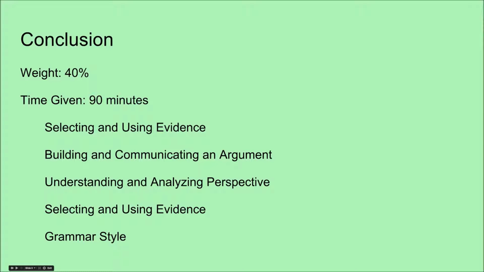In conclusion, Section 2 is a 90-minute written exam that is worth 40% of the total score. Students will write an argument based on 2 of the 4 given sources. Students are given points based on how well they complete the 5 content areas, which are selecting and using evidence, building and communicating an argument, understanding and analyzing perspective, selecting and using evidence, and grammar style.